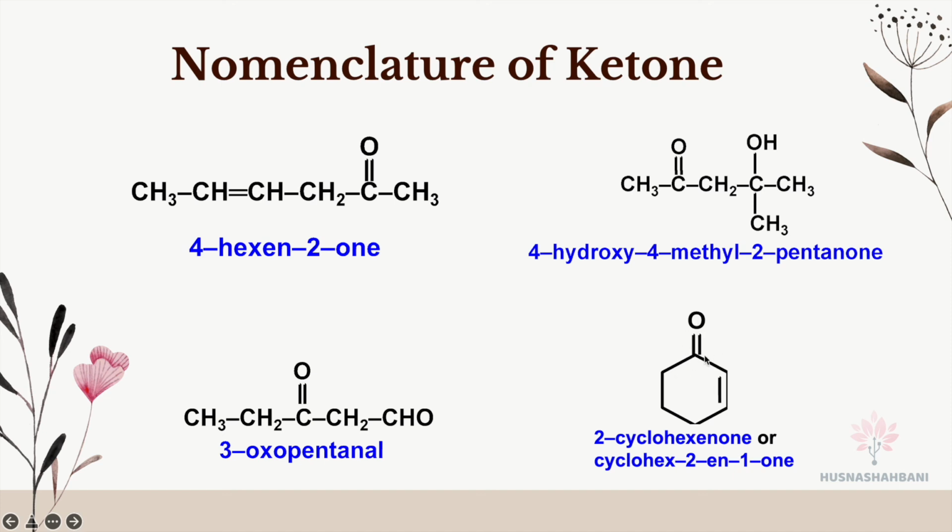This compound is 2-cyclohexenone. Ketone and alkene. Ketone has higher priority than alkene, making ketone the parent. So this is cyclohexenone. Hexene at carbon number 2, alkene. So that's why hexene, not hexane. Or you can also name it as cyclohex-2-ene-1-one. This is also accepted. So it's up to you whether you want to use 2-cyclohexenone or cyclohex-2-ene-1-one.